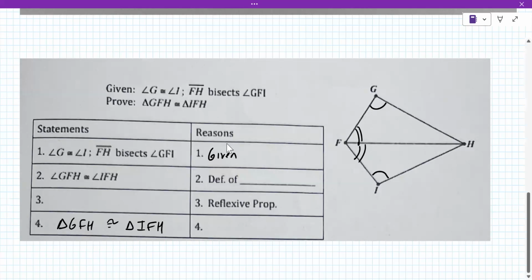All right, so we know that FH bisects angle GFI. We know that that segment bisects the angle there. Angle GFH is congruent to angle IFH. Definition of... what is this word here? Bisects. Bisector. And what are we bisecting? Angles. So it's an angle bisector. The word is almost always in there that you need. It's almost always in there.